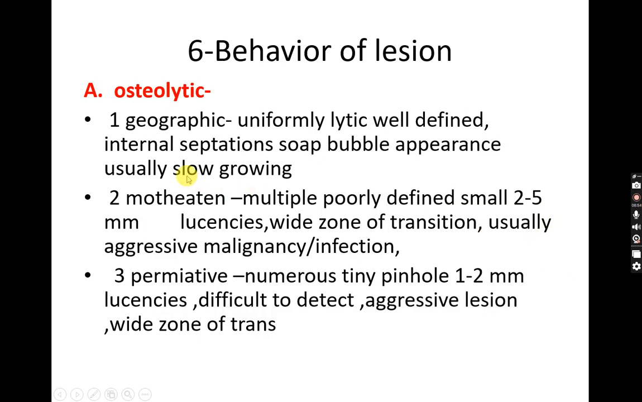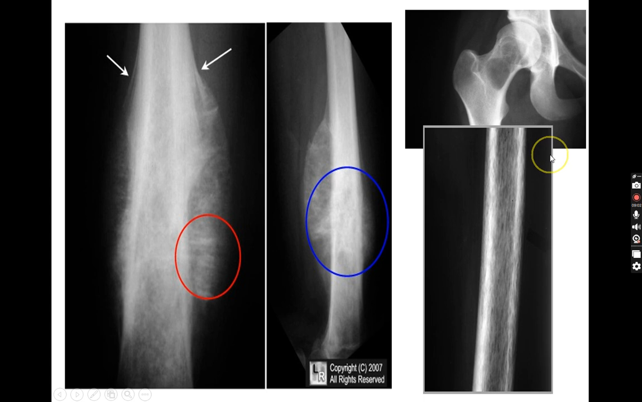Then behavior, we have three types: osteolytic, osteoblastic and mixed. In the osteolytic we have three: geographic, moth-eaten and permeative. This is geographic. It is a well defined lytic lesion. Then this is moth-eaten. In that lytic variety we have these lucencies. Can you see these lucencies? This is a moth-eaten type of destruction. Then if the lucencies are very tiny like this, it is a permeative type of bony destruction.